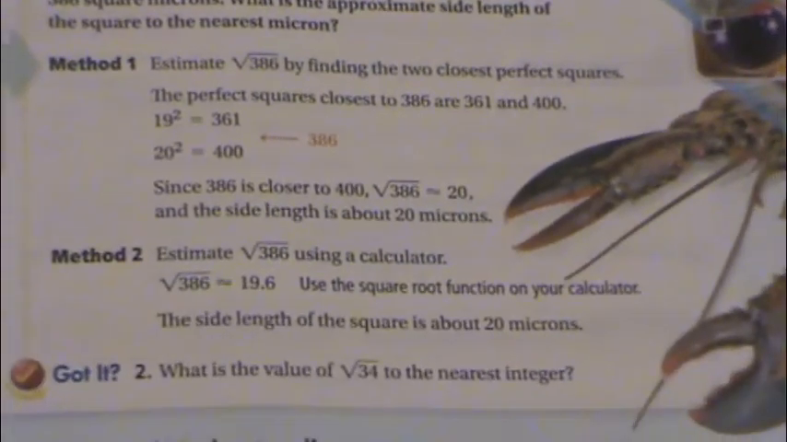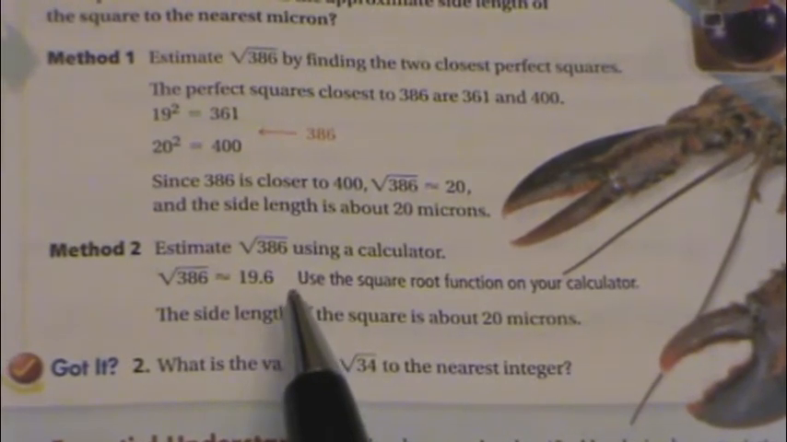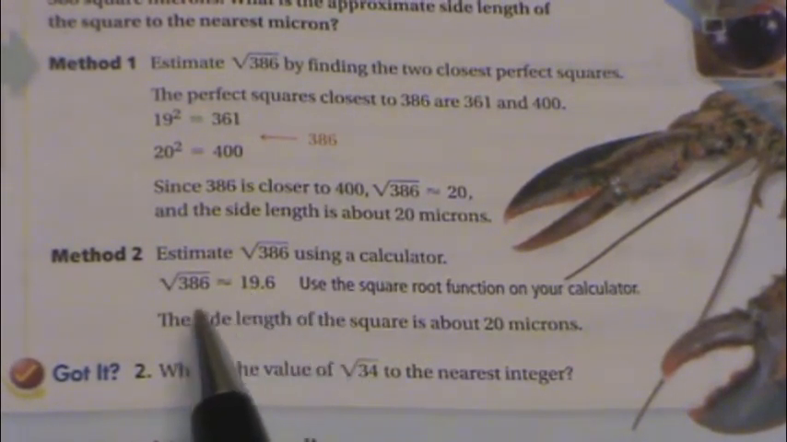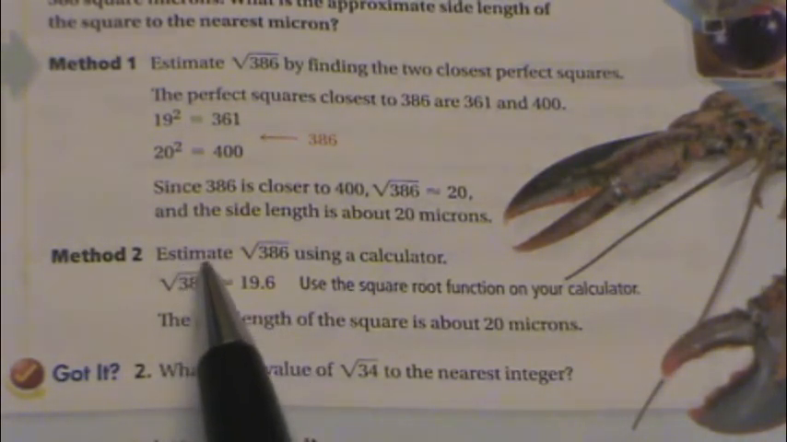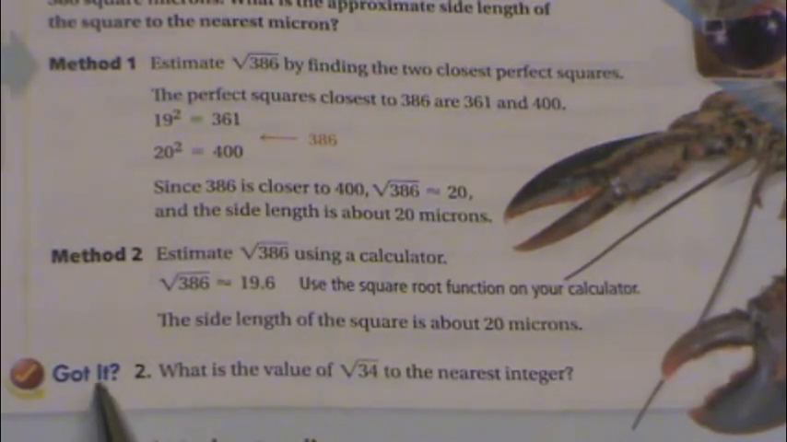Method 2, estimate that using a calculator. Now, to me, if you're estimating, you're not using a calculator. Those are a little mutually exclusive, because that's finding it exactly and chopping off the decimal. So if they say estimate, I don't want you using your calculator. All right, next, got it, number 2. What's the value of the square root of 34 to the nearest integer? Use method 1.